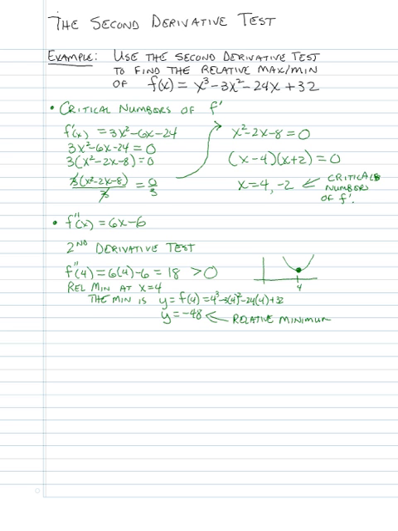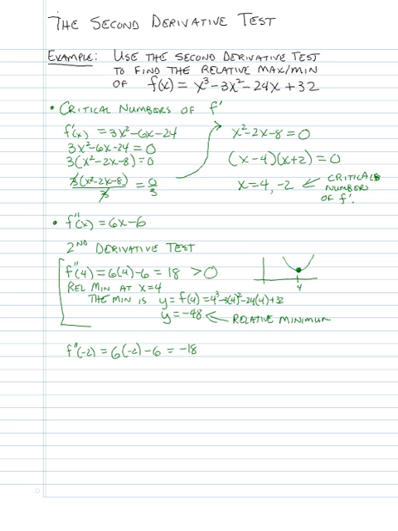Okay, now, we've only tested one of the two critical numbers. We need to test the other critical number. And so we take the other critical number, which is negative 2, and we put it into the second derivative. That's the second derivative test. Remember the second derivative is 6x minus 6, so it's 6 times negative 2 minus 6. So that ends up being negative 18.